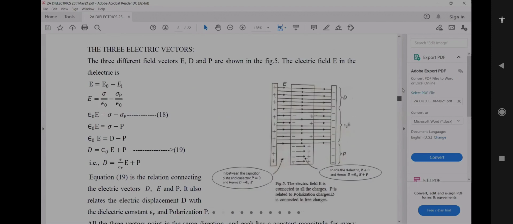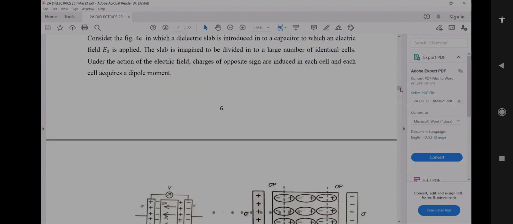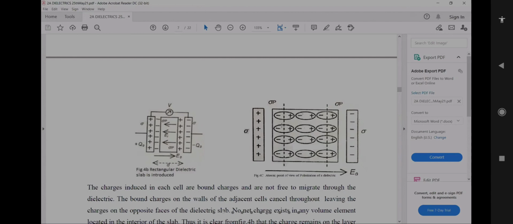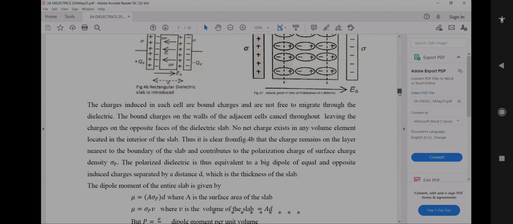It's nothing, here we have divided this. Just imagine here the slab is divided into identical cells. Okay, small cells divided into identical cells. Here the charges induced in each cell are bound. So due to the presence of the external electric field, the charges are separated, and these charges are bound charges and are not free to migrate through the dielectric.